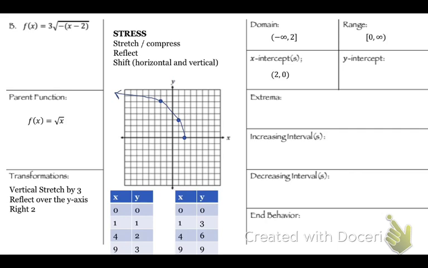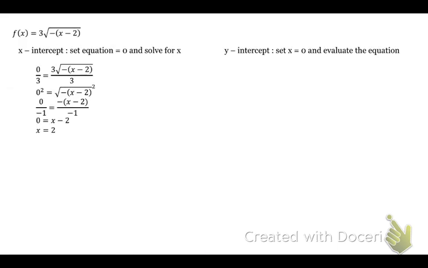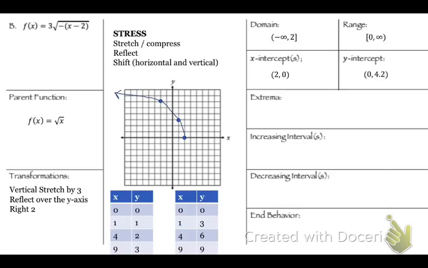And you can tell that from the graph. Our y-intercept: plug in 0 and evaluate the equation, so that's going to be 3 times the square root of negative 0 minus 2, so 3 times the square root of 2, which is 4.24. So this is going to be a y-intercept of (0, 4.2).